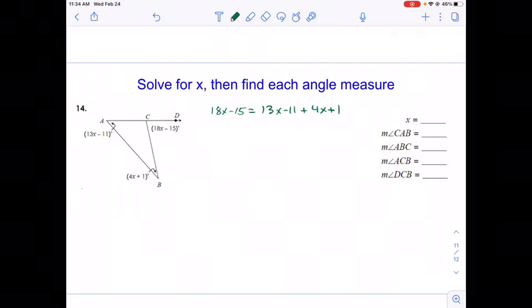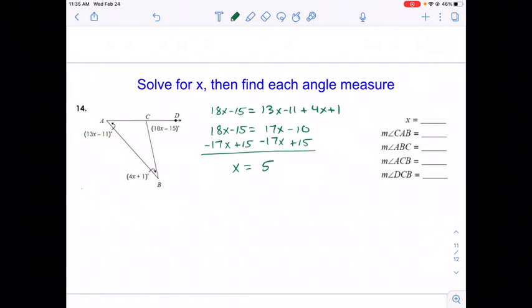So now we have to combine over here. So this will just bring 18x minus 15 down. 13 and 4 is 17x. And negative 11 plus 1 is going to be a negative 10. Okay, so we're going to subtract off 17x over. We're going to add 15 to the other side here. So this gives us x on the left. On the right, we get a positive 5, so that gives us x equals 5.